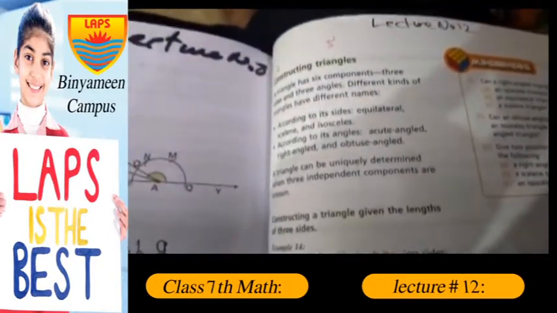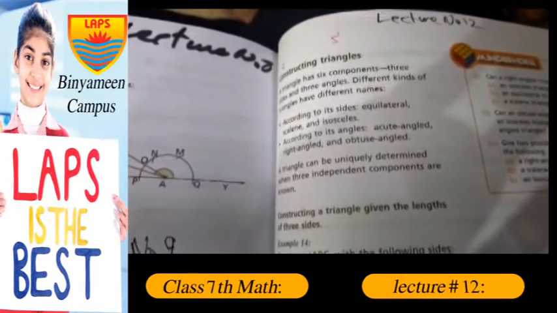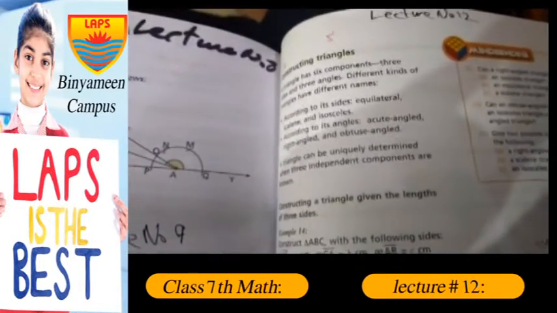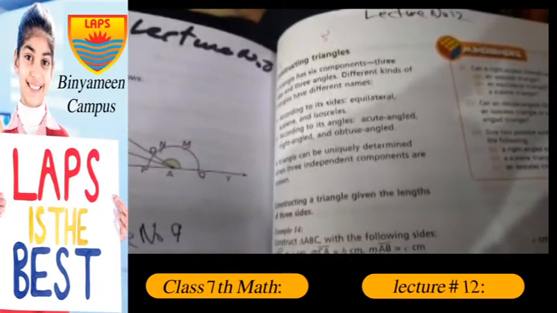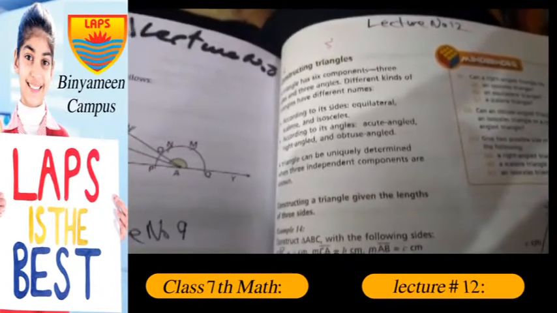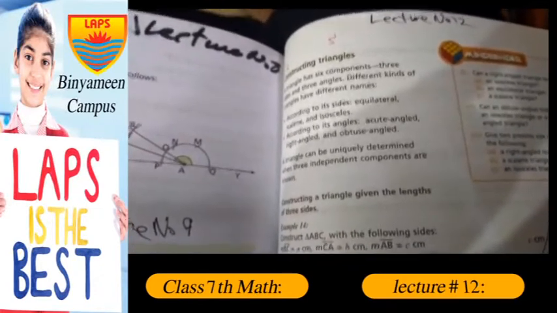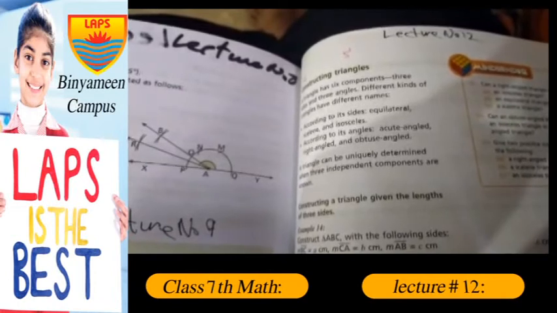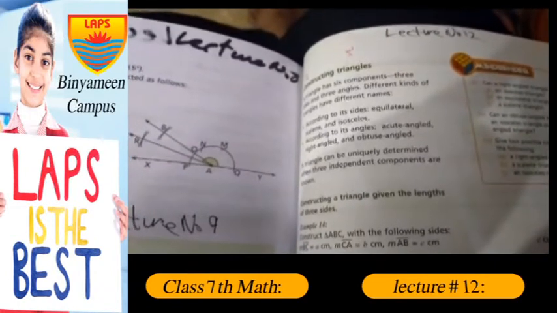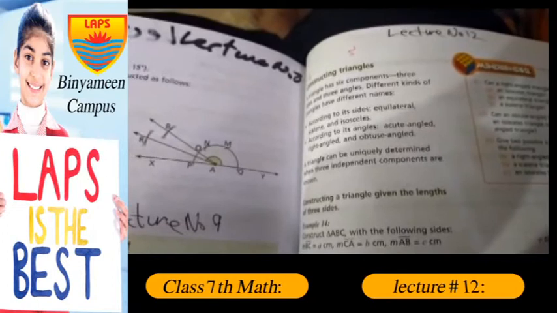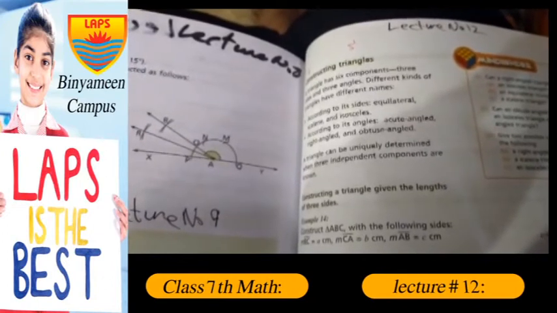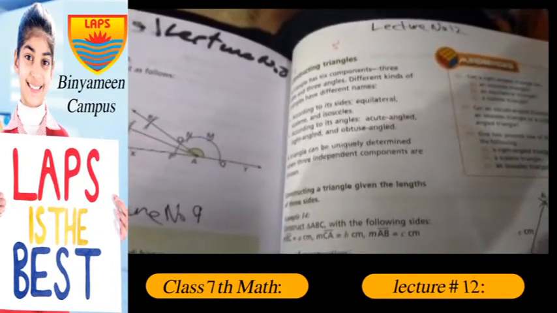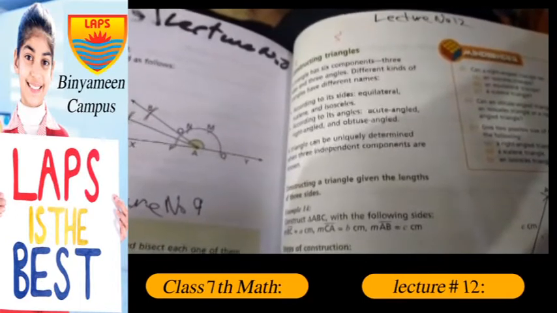A triangle has 6 components, 3 sides and 3 angles. Different kinds of triangles have different names according to their sides: equilateral triangle, scalene and isosceles triangle. According to their angles: acute angle, right angle and obtuse angle.